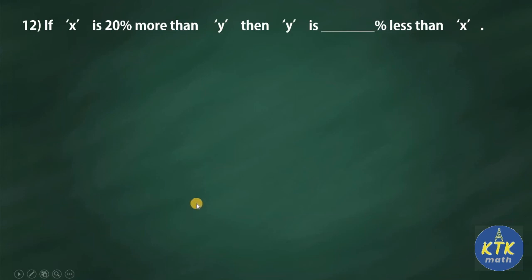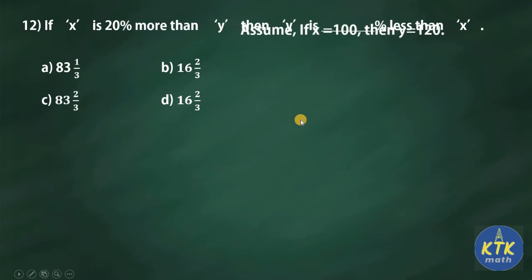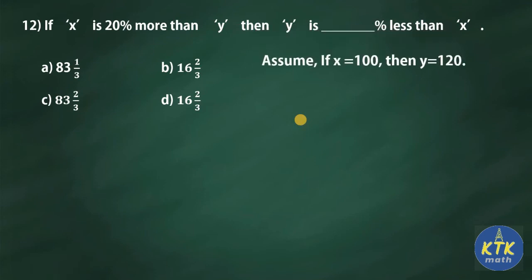Question number 12. If x is 20% more than y, then y is dash percent less than x. If x is 20% more than y, then from y's point of view, how much percent less is it than x? The options are given in mixed fractions. Okay, so what I am going to do now is assume some x as 100. Clear? If x is 100, what will be the y value? 120, because they gave 20%. So x I am assuming as 100 means y will be 120.